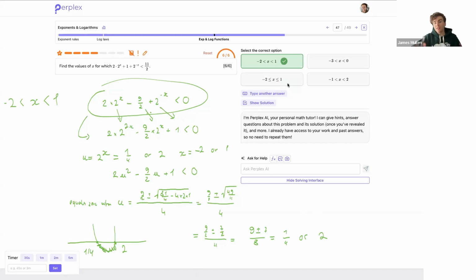How do you know if it's an exclusive or inclusive inequality? Well, the question tells me that it's exclusive, right? So it tells me less than 11 over 2 and not less than or equal to. If it said less than or equal to, then I would have to include the values where this was equal to 11 over 2. But the question says no, the question says less than. So you have to pay very close attention to the question.